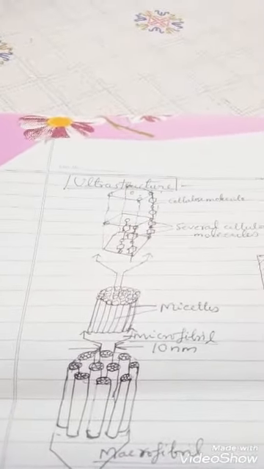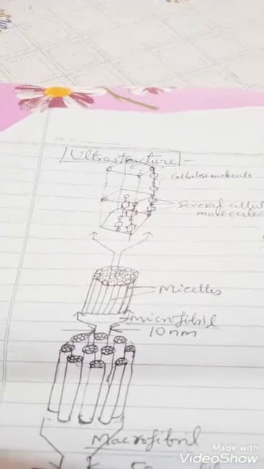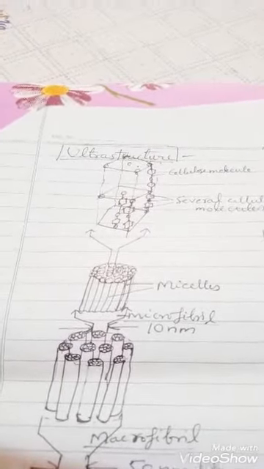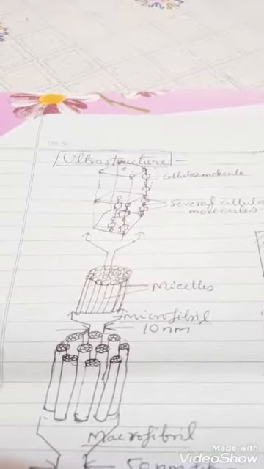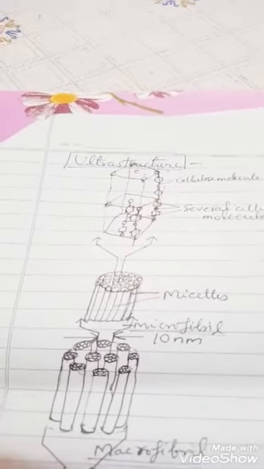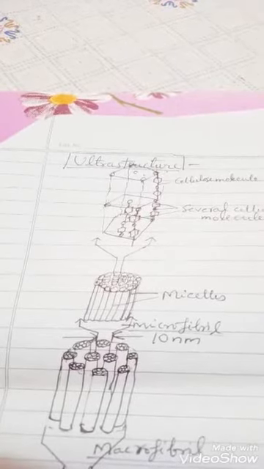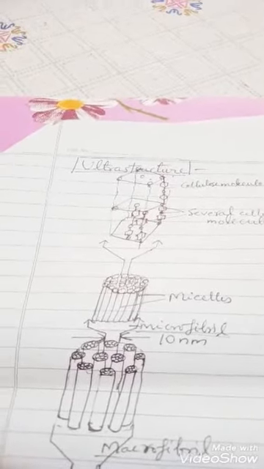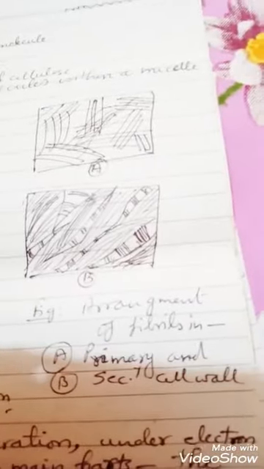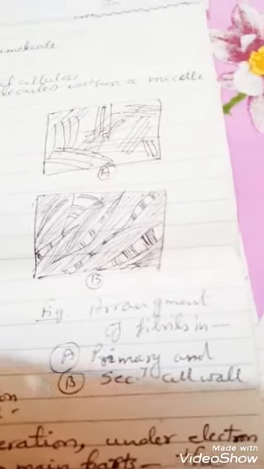When we see in detail the ultrastructure of the cell wall, we find that the cell wall actually has a macrofibril-like structure that is made up of cellulose units. So this is the arrangement of macrofibrils in the primary and secondary cell wall. This is the case for the primary cell wall and this is the case for the secondary cell wall.